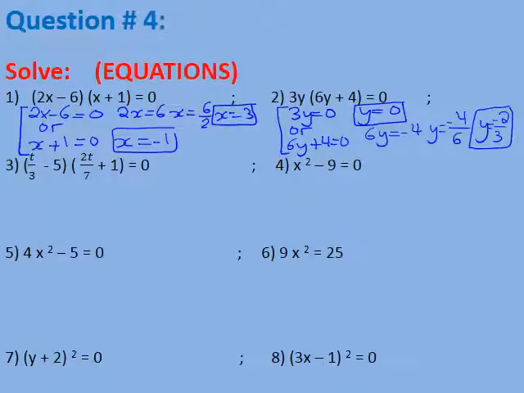Now the third one, how many solutions does the third one have? 2 solutions. Yes, Dana. Either t over 3 minus 5 is equal to 0, or 2t over 7 plus 1 is equal to 0.